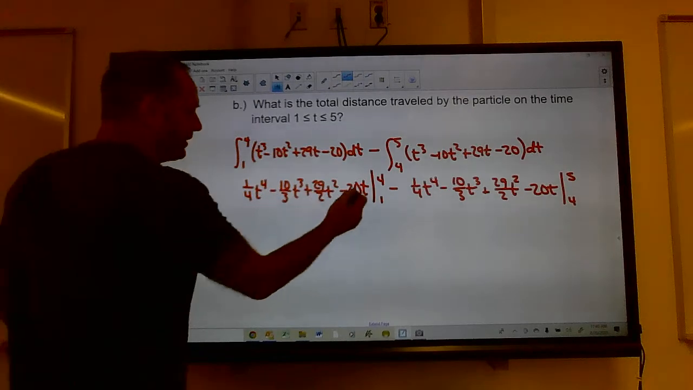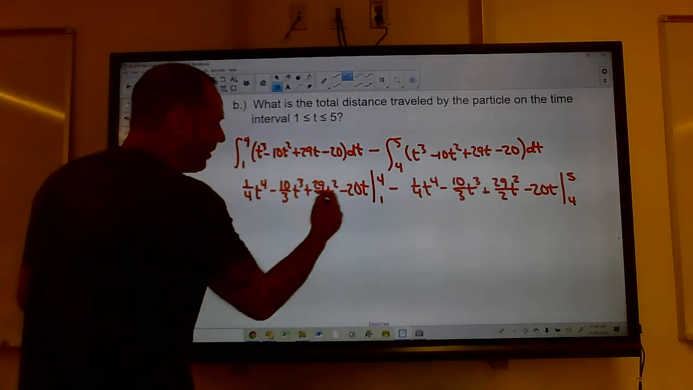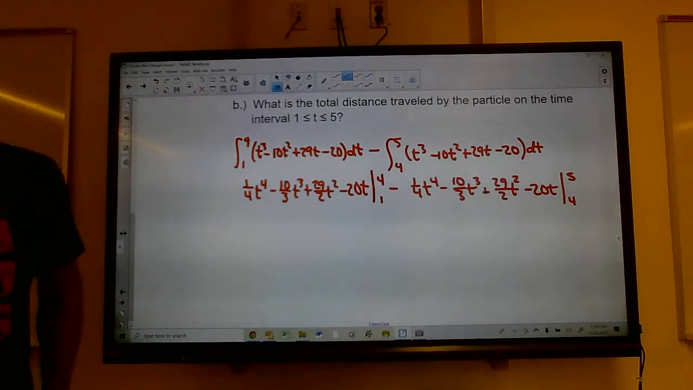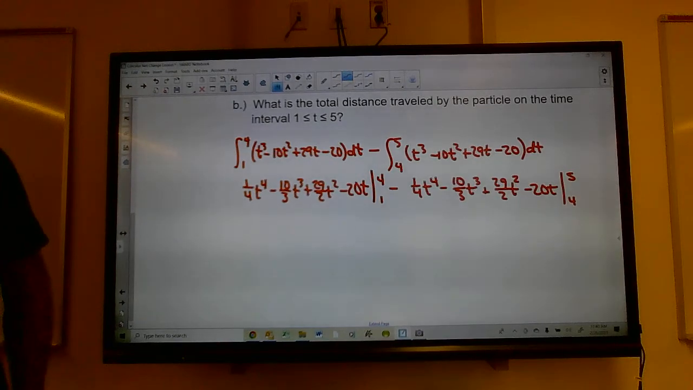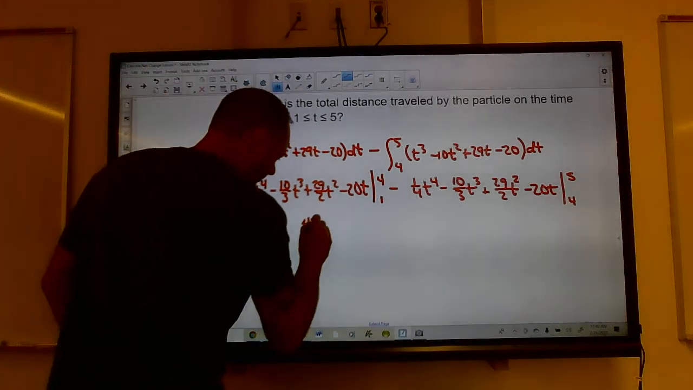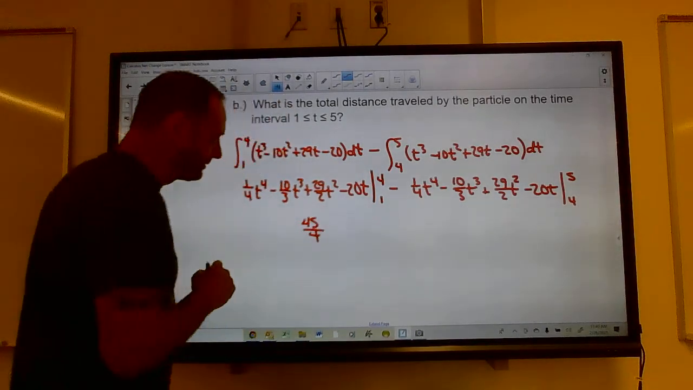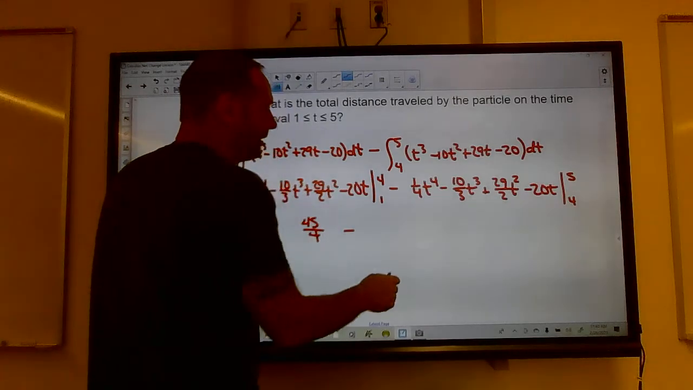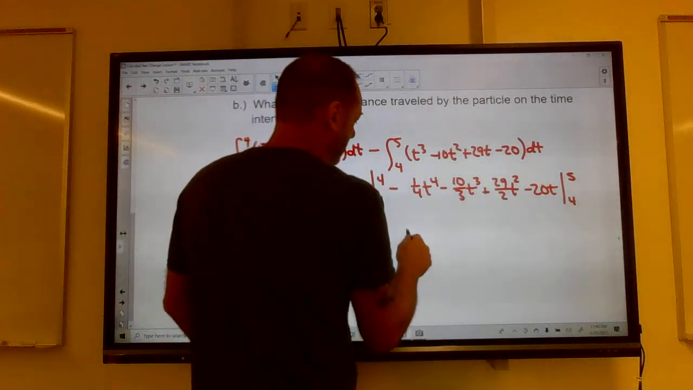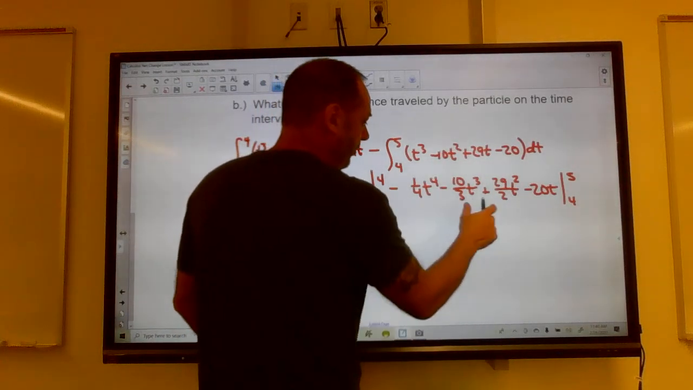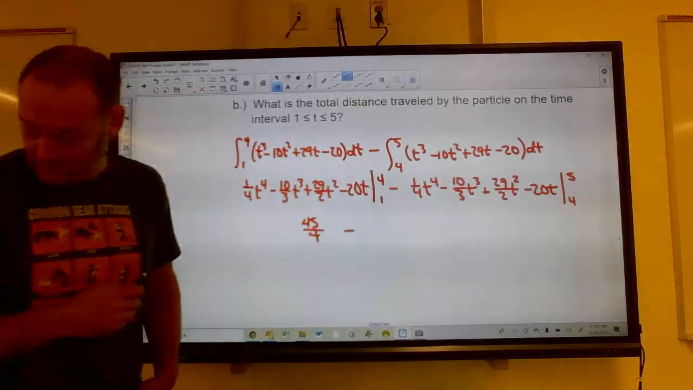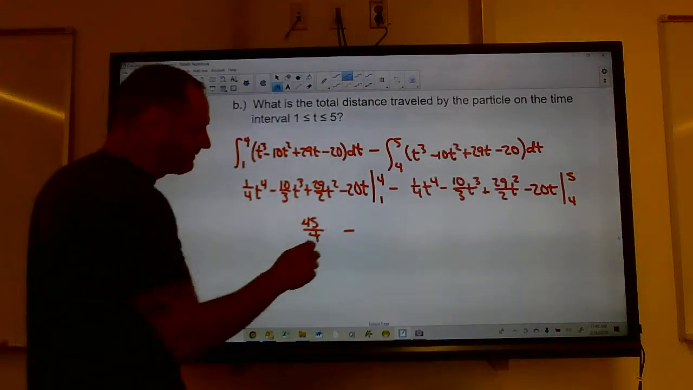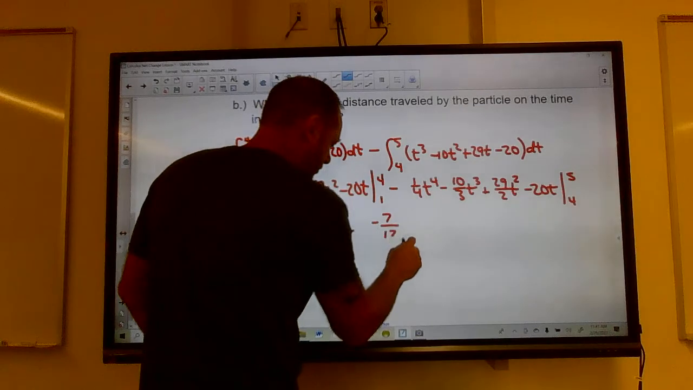So we plug 4 in here, and then we plug 1 in here, and we subtract. This part comes out to be 45 fourths. I'll let you figure that out on your own. And then over here, we plug 5 in, and then we plug in 4, and we subtract those numbers, and that comes out to be negative 7 twelfths.